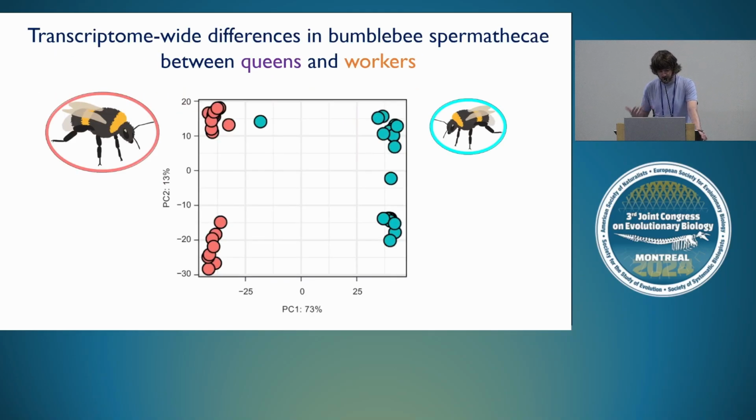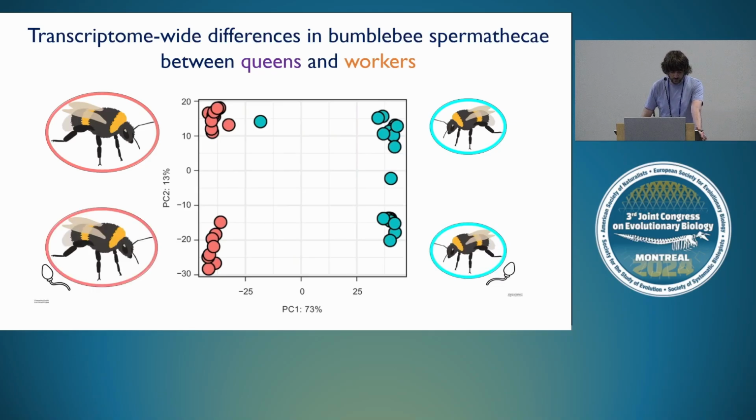What this found is, and again, I'm just going to focus on the spermatheca for time today, but I'm happy to talk more to people afterwards. When we do RNA-seq and look at genome-wide transcription within the spermatheca, we find large-scale transcriptome-wide differences between queens and workers. Taking a principal component analysis of all these genes, we can see in this PCA that principal component 1 separates queens from workers. So this provides information that there are fundamental differences at the transcriptome level between workers and queens in terms of their spermatheca.